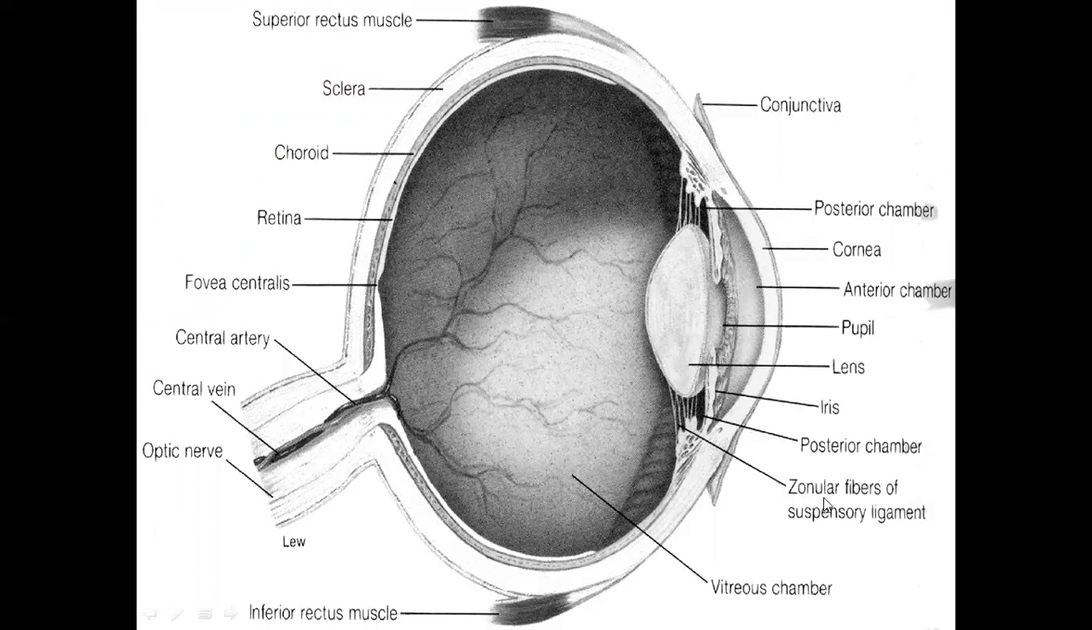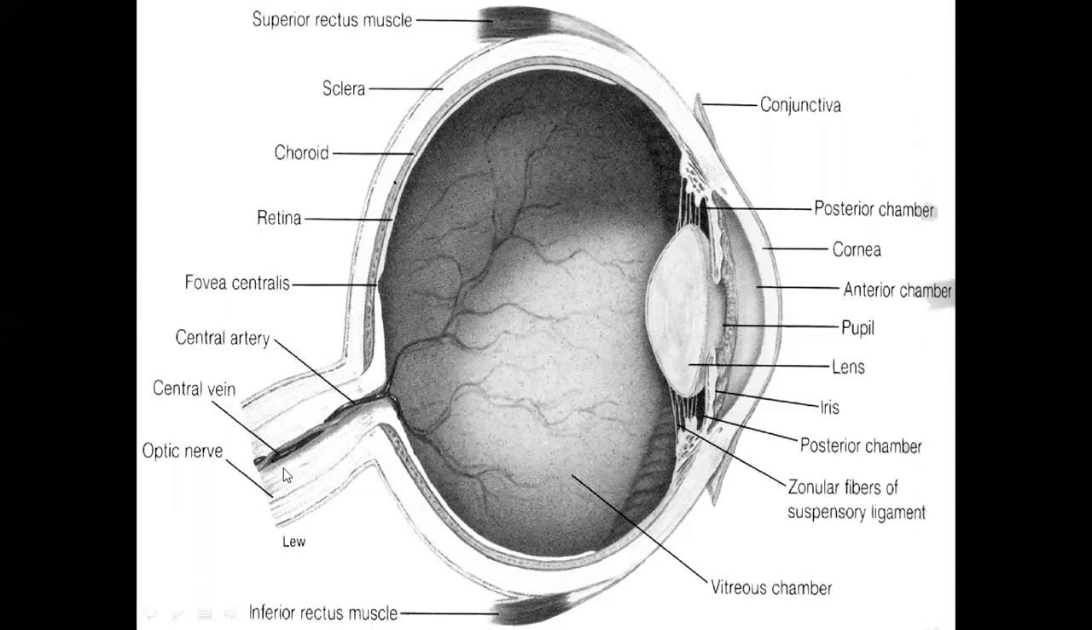Then this is the zonular fiber of the suspensory ligament. This is the vitreous chamber, where the vitreous humor is present in the eye. Then this is the inferior rectus muscle. This is the muscle which supports the eye. It provides support to the eye.